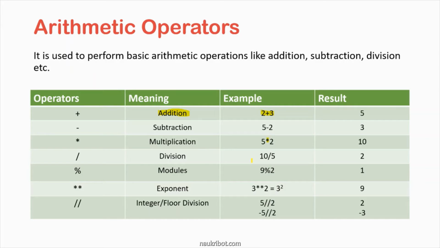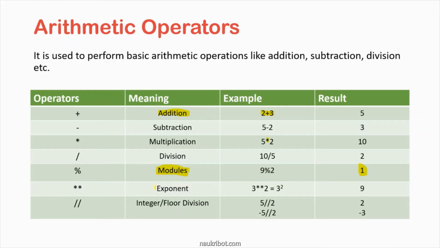Quotient, sorry, not quotation, it's quotient. So the next one is the modulus operator. If you want to find the modulus between two numbers, you divide any number by another number, and whatever remainder you get is the modulus. Here, if we divide 9 by 2, we get the remainder 1. That is the result of the modulus.